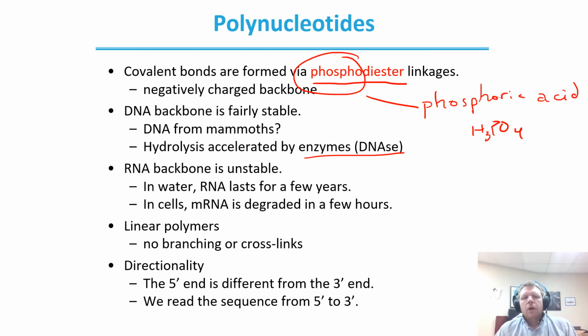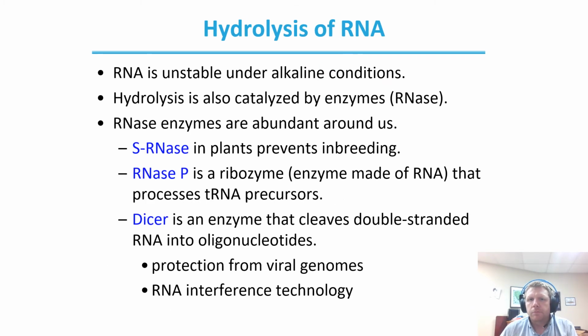Now, polynucleotides are generally going to form linear polymers, and the directionality of it is going to be read from the 5' end to the 3' end. And so whenever we're talking about a sequence of DNA, we're talking about it from 5' to 3' direction. Now, the hydrolysis of RNA, like I said, is generally going to take place, but RNA is unstable under alkaline or basic conditions.